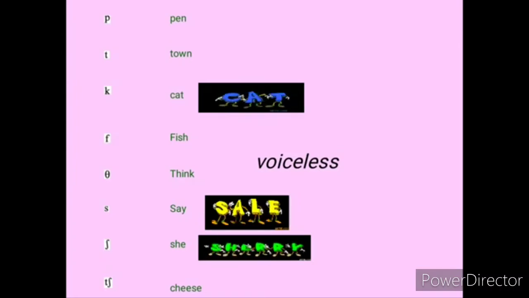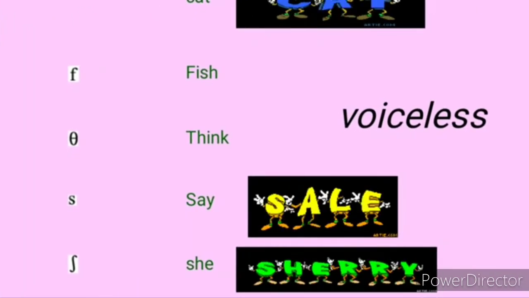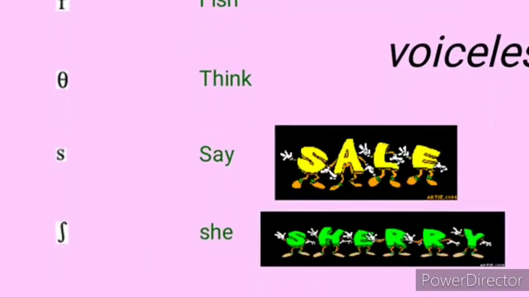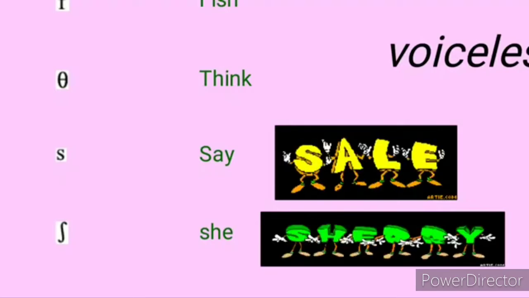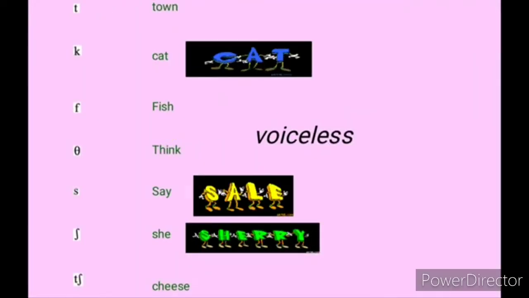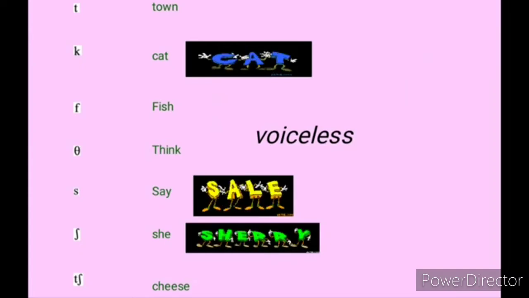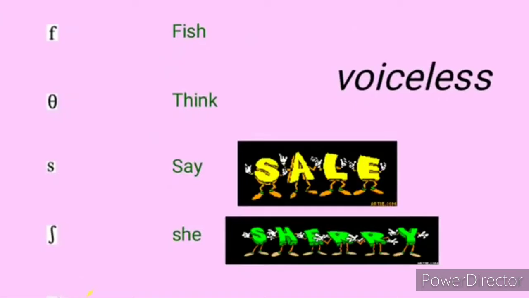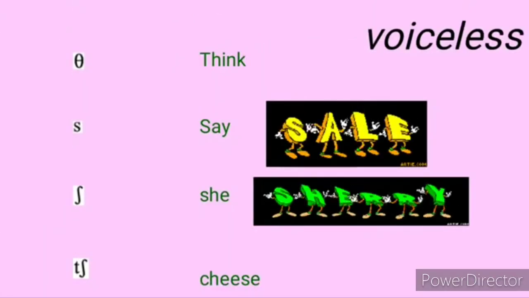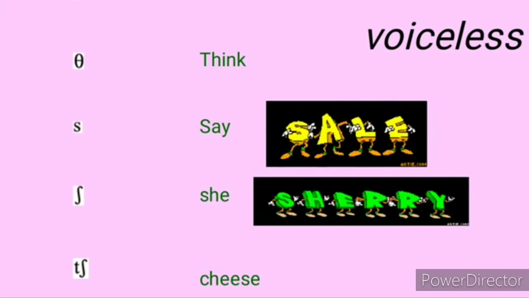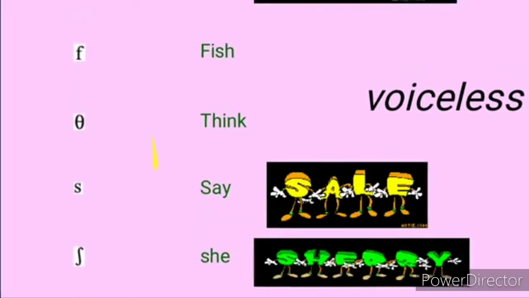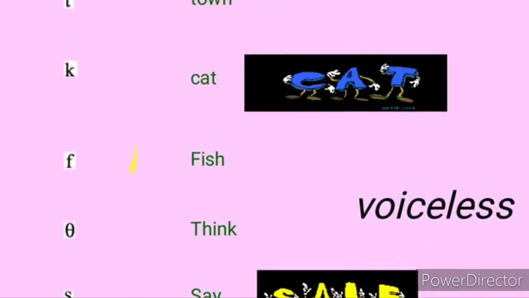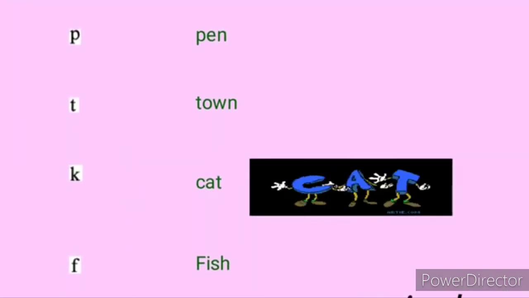So pen, town, cat, fish. Thick, thick is the theta. Sit is S, small S. She, just see the symbol. Sh sound, the symbol is like this one, please. The ch sound, the symbol is wherever the sh symbol was there, a t is prefixed with that symbol, and it becomes ch sound. It's cheese. So just try to understand these symbols, please. Ch sound symbol is like this one. Sh sound symbol is like this one. Theta is like this one. Fish, symbol F, and then the PTK sounds with some small H sound with this one.